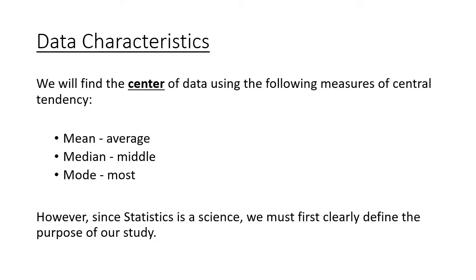First of all, the center of our data. There are many different ways we can find the center, but we're going to focus on the most popular three in our class. The first one being the mean of the data, which is really just another word for the average, or the median of our data, which really means the middle point, and then the mode. And the mode is the one that shows up the most often.